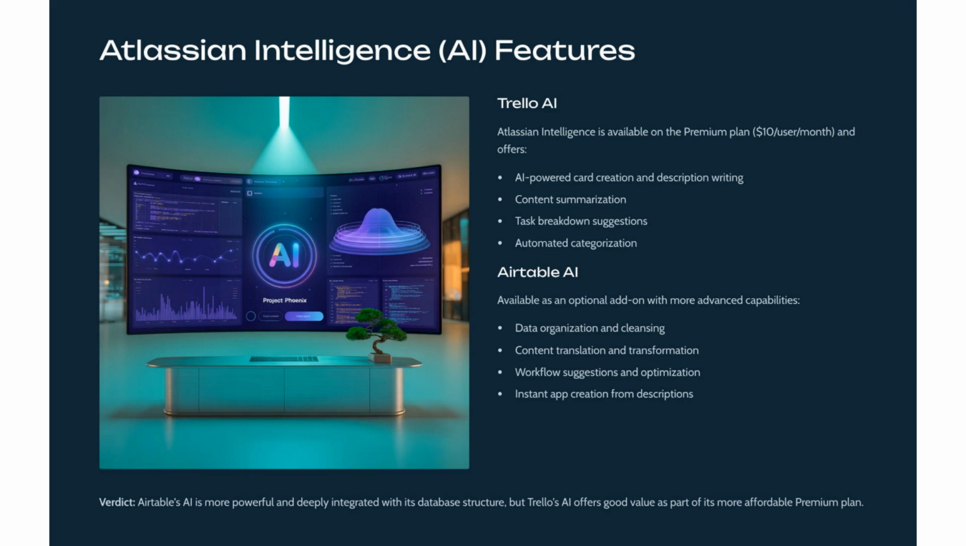Artificial intelligence integration shows each platform's evolution. Trello's Atlassian Intelligence on the $10 premium plan offers AI-powered card creation, content summarization, and task breakdown suggestions. Airtable's AI add-on provides more advanced capabilities: data organization, content translation, workflow optimization, and instant app creation from descriptions. Airtable's AI integrates more deeply with its database structure, but Trello's AI offers good value within its affordable premium plan.